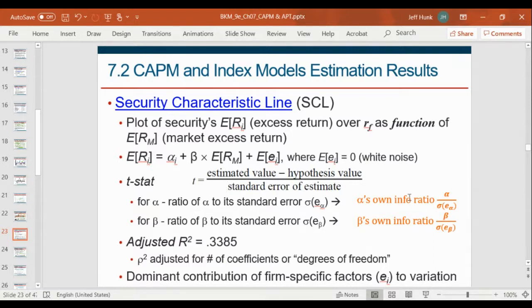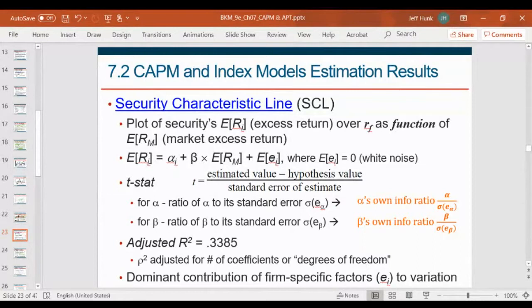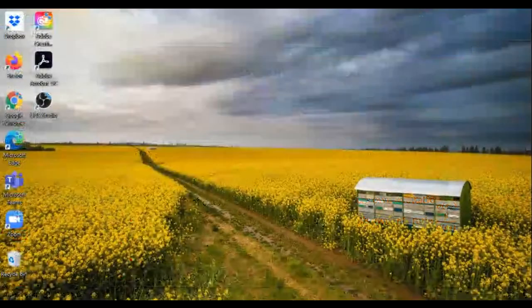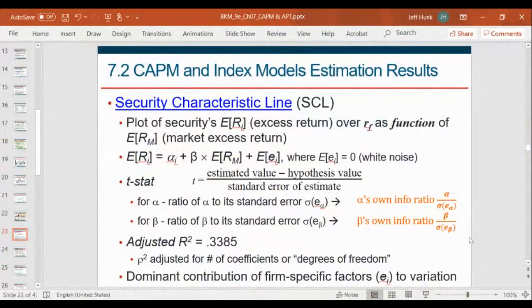So if you think about it, the t-stat for alpha is the ratio of alpha to standard error, which is like an information ratio, right? In other words, does alpha bring any significant difference from the usual estimate, which is not substantially or significantly different from zero? For beta, the hypothesized value can be either zero or one. It's also an information ratio in a way, right?